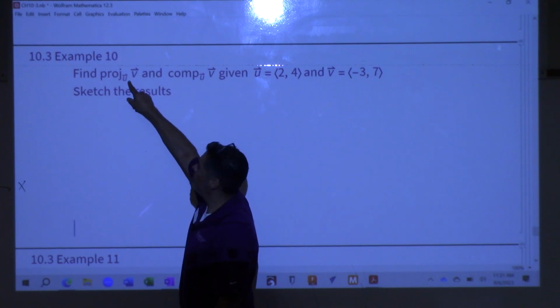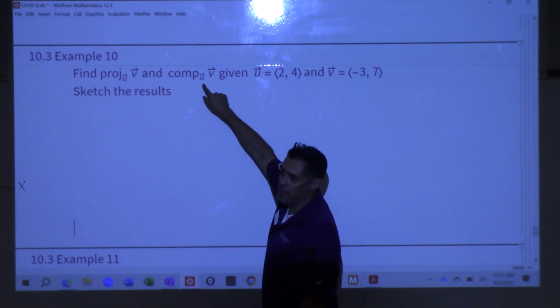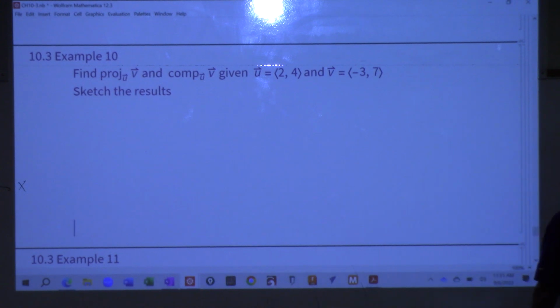Trying to trick you. Component of v onto u. So we're going to be using these formulas but backwards, aren't we? Everywhere we see u, we put v. Everywhere we see v, we put u. Is that all right for me to start with an example like that? Okay, so let's do it.